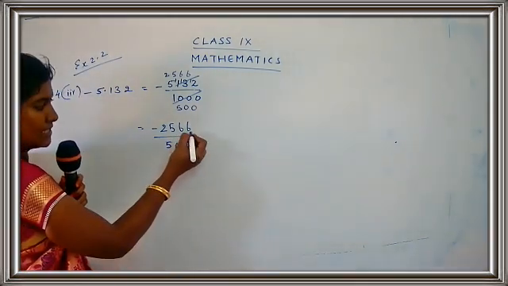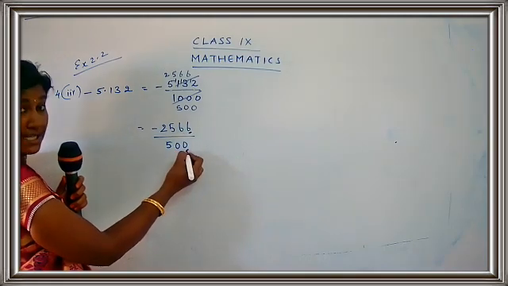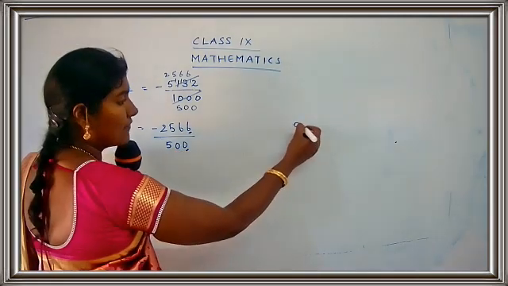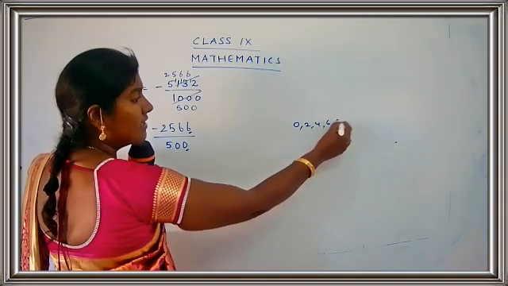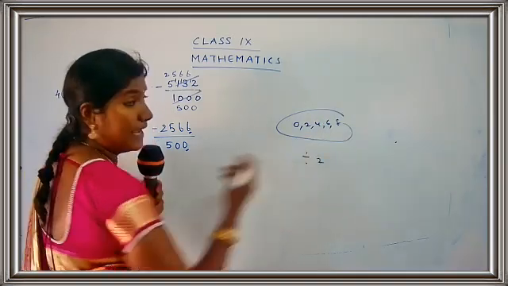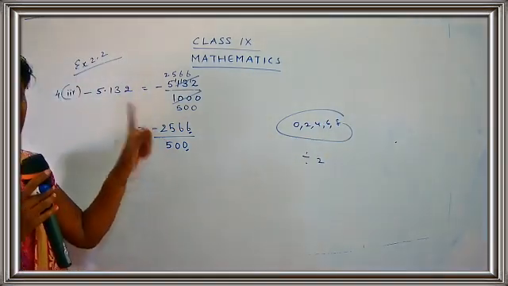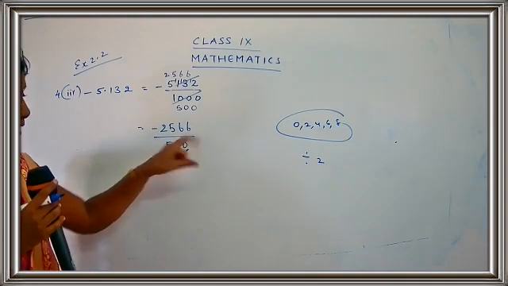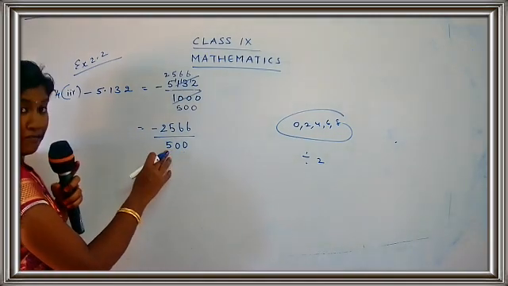Now just check whether further simplification is possible. Now see the last digit children, 6. What is the last digit here? 0. So I have told you if you have 0, 2, 4, 6, 8, these numbers are divisible by 2. So we can divide again by 2. Let us divide again by 2.